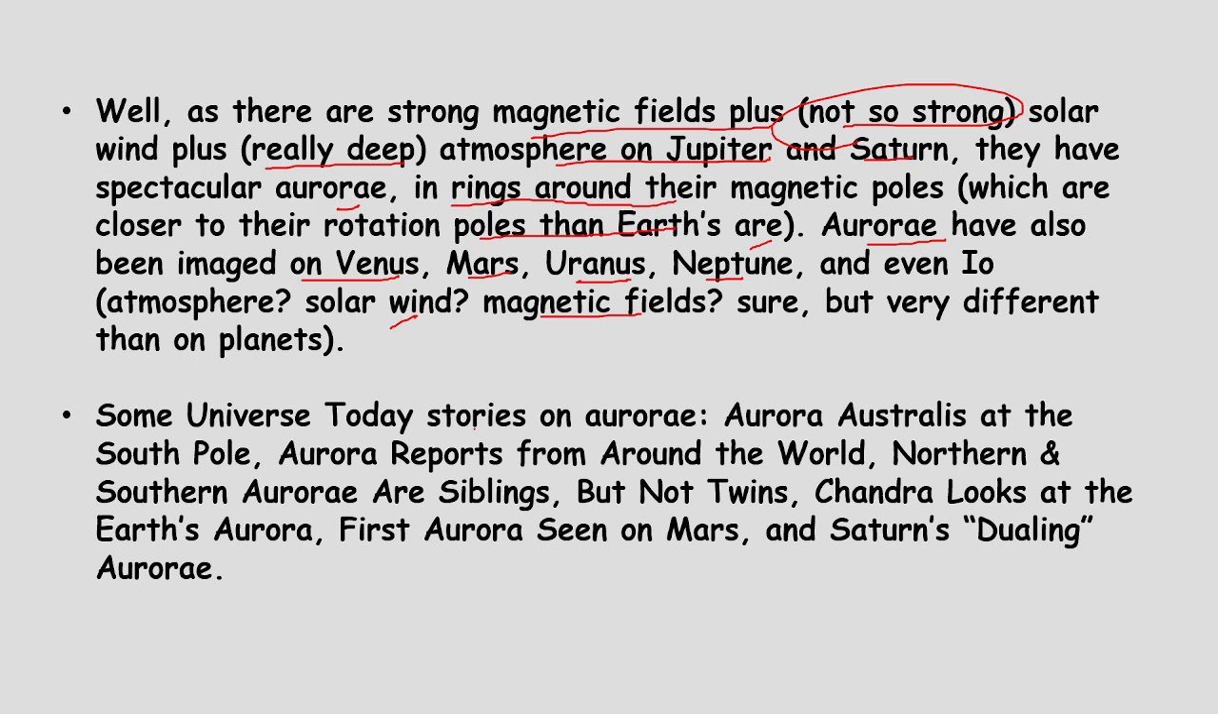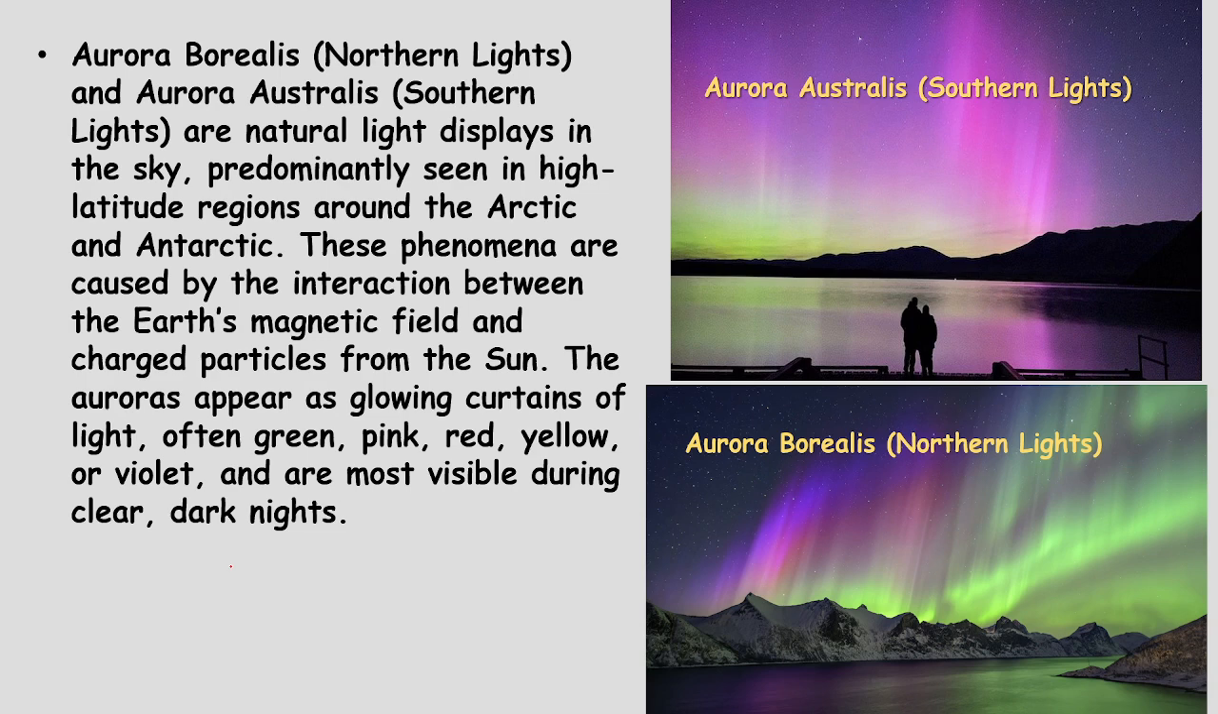Some Universe Today stories on aurora: Aurora Australis at its south pole, and aurora reports from around the world. Northern and southern auroras are siblings, but not twins. Chandra looks at the Earth's auroras. First aurora seen on Mars, and Saturn's dwelling auroras. Now, Aurora Borealis, the Northern Light, and Aurora Australis, the Southern Light.